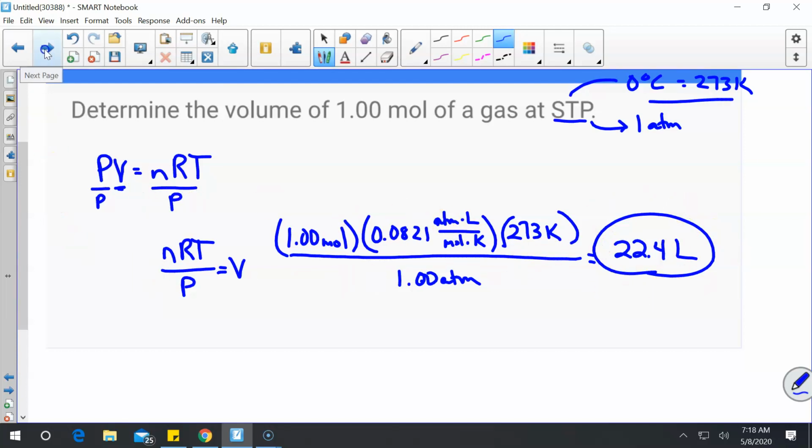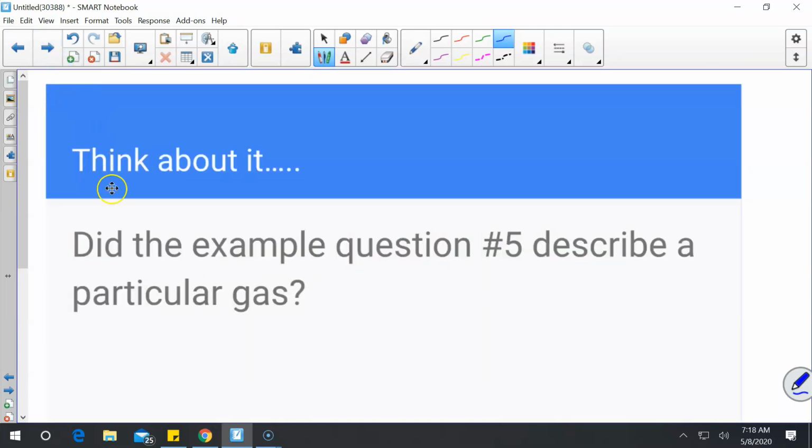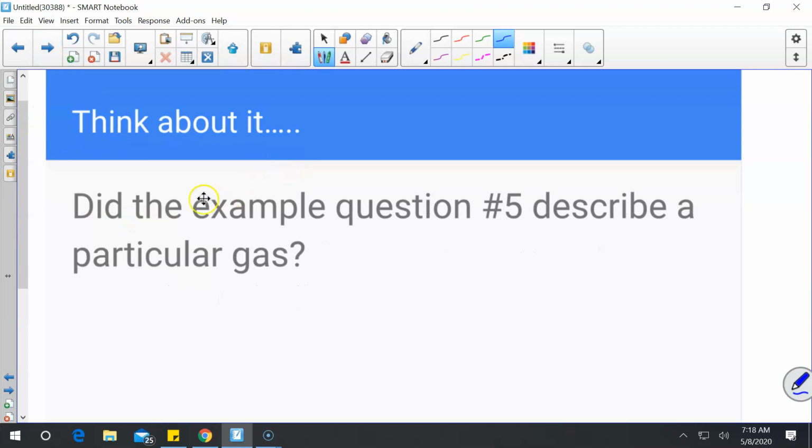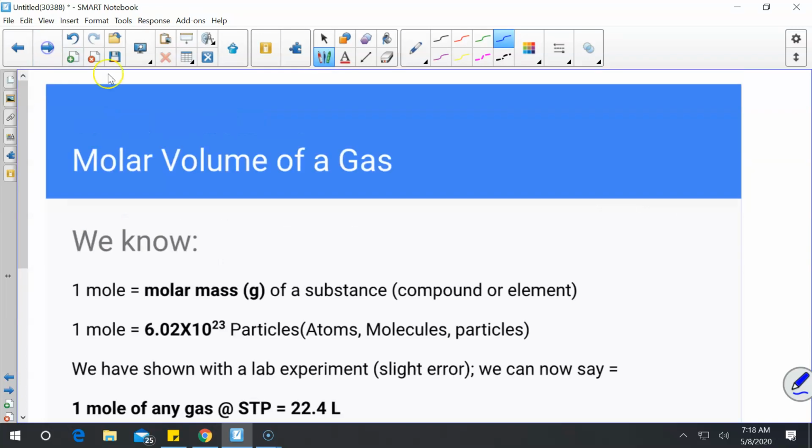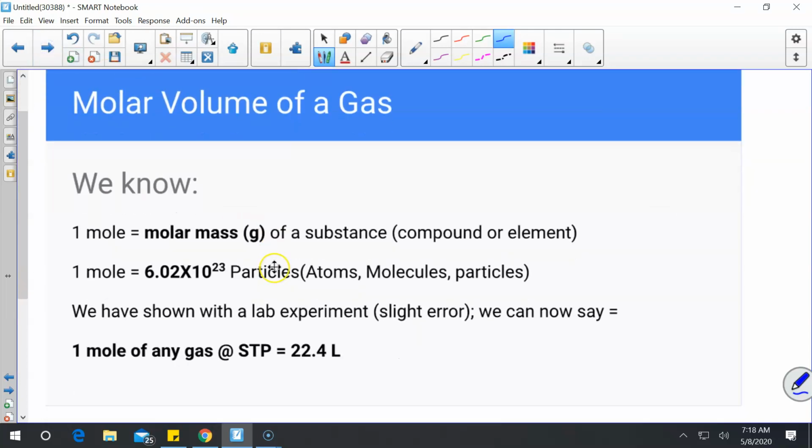I did a lab which I collected close to that, and you should watch that video. So it says, did the example in 5 describe a particular gas? No, it did not. So for all gases, 1 mole is 22.4 liters at STP, and that is only at STP. So the molar volume of a gas.